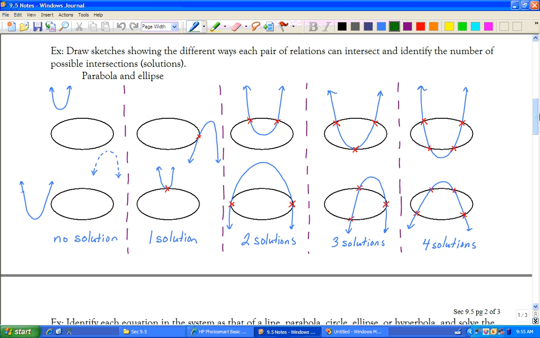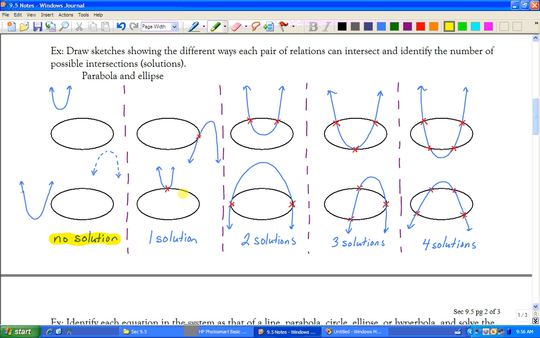The two shapes that I have are a parabola and an ellipse. I just drew a bunch of ellipses, and then parabolas were easier to draw over. So if I have a combination of a parabola and an ellipse, here's my ellipse, I could draw an upward-facing parabola, and those two would not intersect. I'd have no solution. I could also draw a downward-facing parabola, so there's an example there that doesn't intersect. Here's another one that's off to the side. It doesn't intersect. We could also draw parabolas facing right and facing left, that would also not intersect, so that would be no solution.